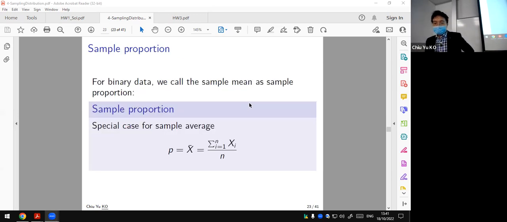So let's define the sample mean in this framework. The sample mean in this framework is actually the sample proportion, because the data is 0 and 1. Why is it called the sample proportion?